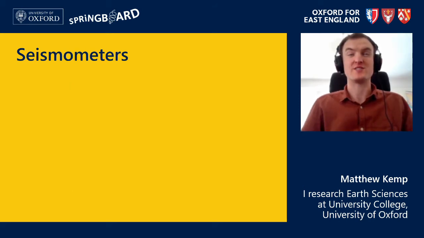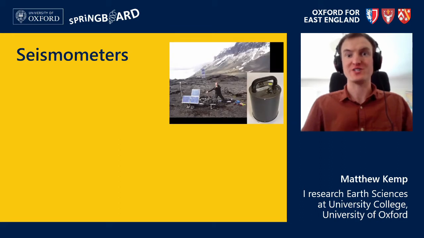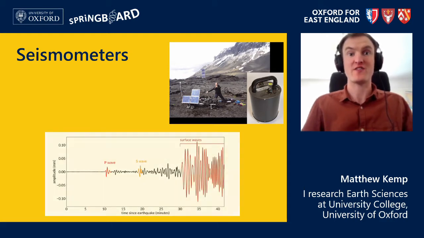We can use these very sensitive pieces of equipment called seismometers to detect these seismic waves when they go past. Here's my friend Jenny, who's in Iceland digging a big hole to put a seismometer in. And when a seismic wave goes past, you get various wiggles. And these wiggles can tell you about the journey that that seismic wave went on.